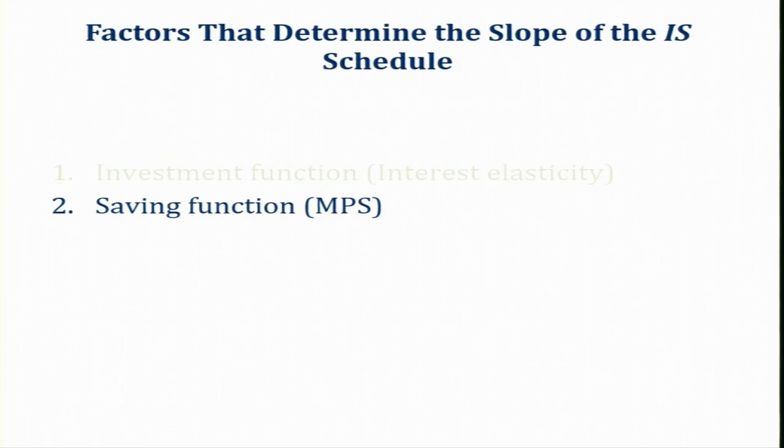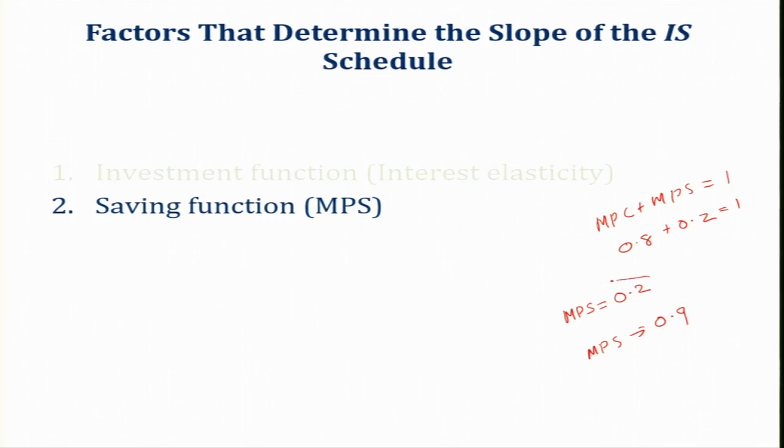So the second factor is the saving function. In the case of the saving function, it means the marginal propensity to save. We have already seen that MPC plus MPS is equal to 1. Assume that 0.8 is MPC and 0.2 is MPS. Initially, I will take two scenarios. In one case, MPS, the marginal propensity to save, is 0.2. In another case, MPS is, for example, 0.9.